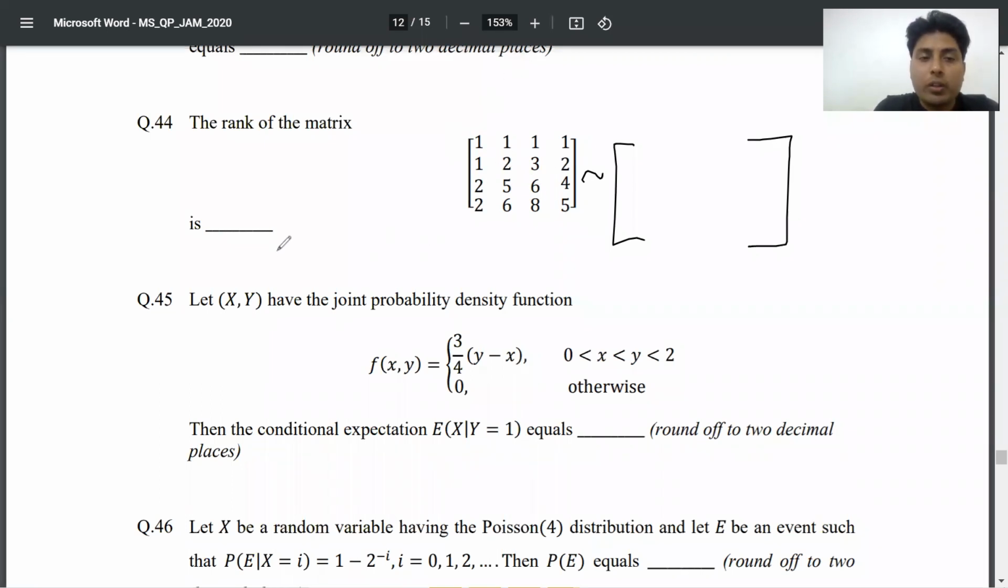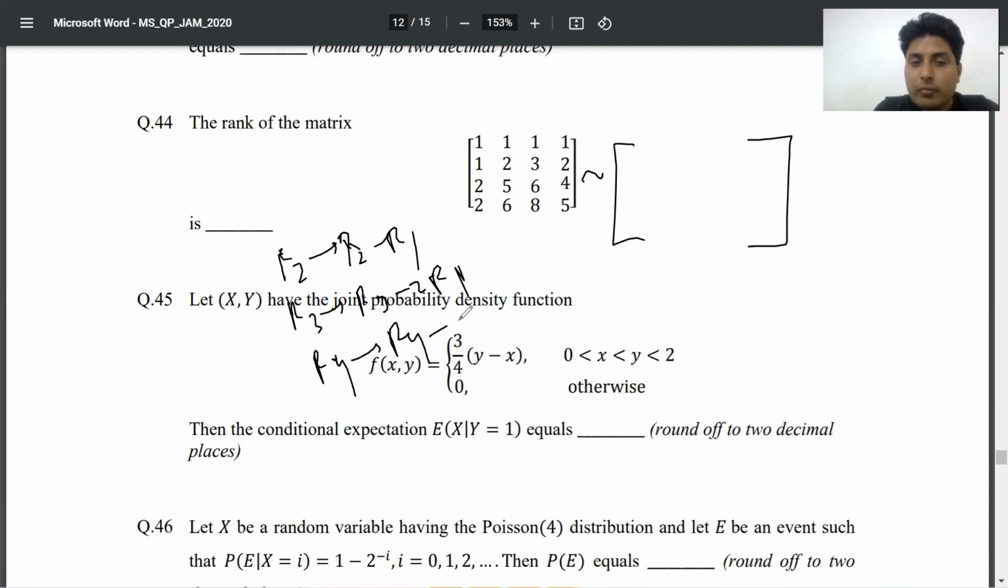Change R2 to R2 minus R1. Change R3 to R3 minus 2R1. Change R4 also, R4 minus 2R1. The first row will be as it is. I want to make all elements below the diagonal 0. So second row minus first row gives 0, 1, 2, 1. Third row minus 2 times first row gives 0, 3, 4, 2. Fourth row minus 2 times first row gives 0, 4, 6, 3.